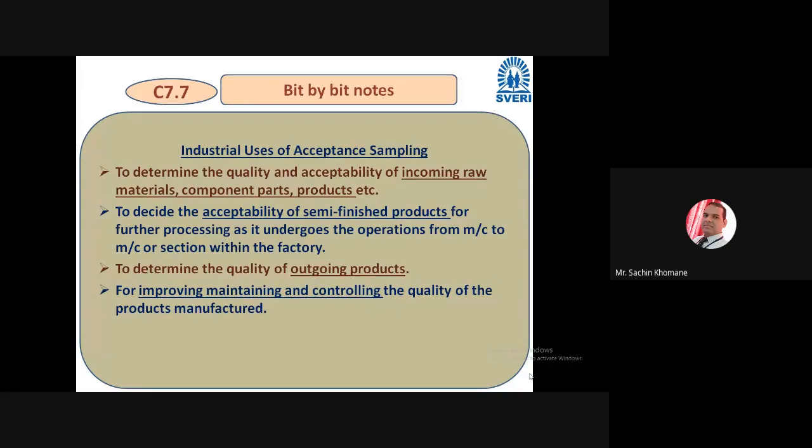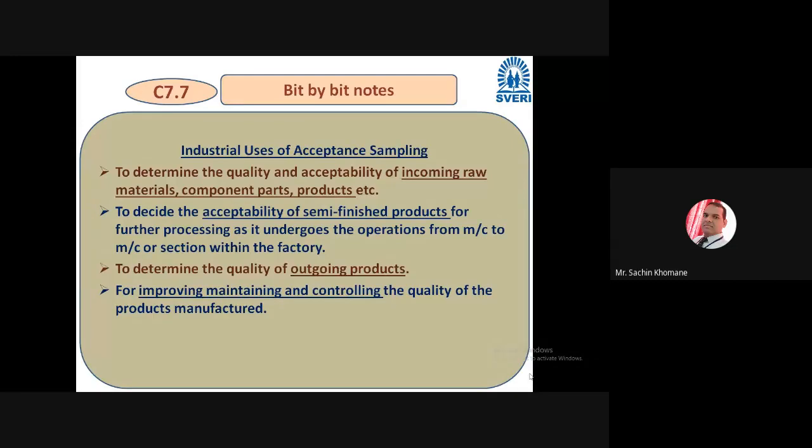Suppose you have imported a component of a certain category or quality of a certain metal or chemical composition you have decided, and you have ordered that particular material. Whether the incoming material is as per the specification or not, for that purpose, this acceptance sampling is very important. Same for components, same for product, for all the things. Whenever you are purchasing the component, product, material, at that time acceptance sampling is important.